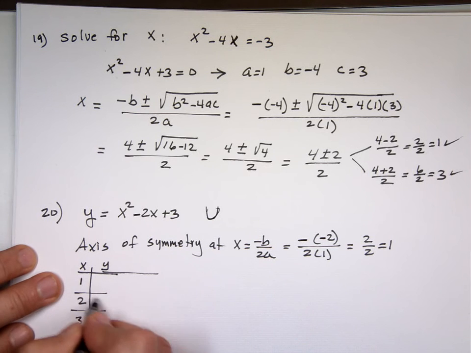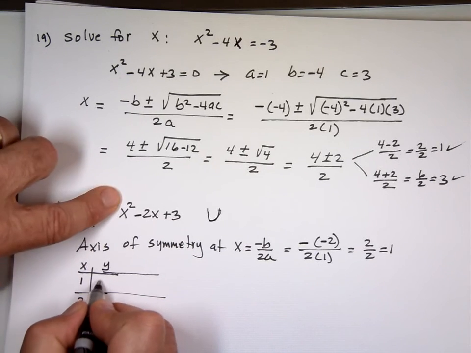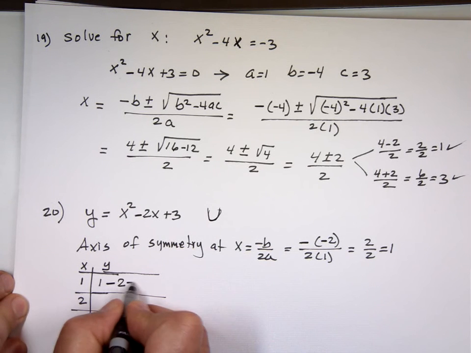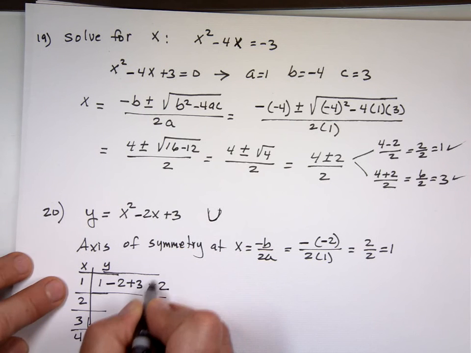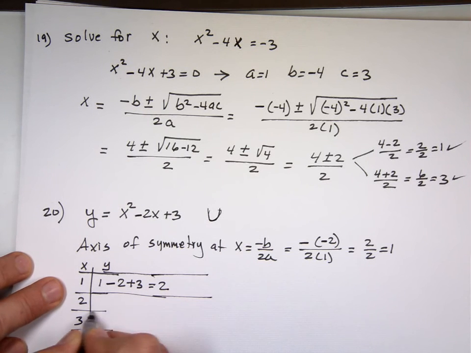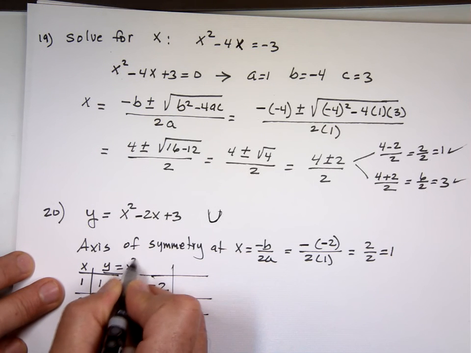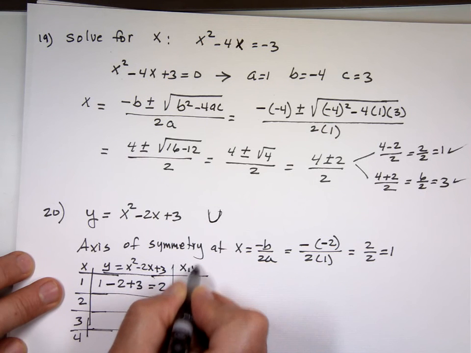When x is 1, y is going to be 1 squared, that's a 1, minus 2 times 1, that's a 2, plus the 3, which is what? 1 minus 2 plus 3. Is that a 2? So I'm going to write that as a point. That's what we did last time. That's 1 and 2.